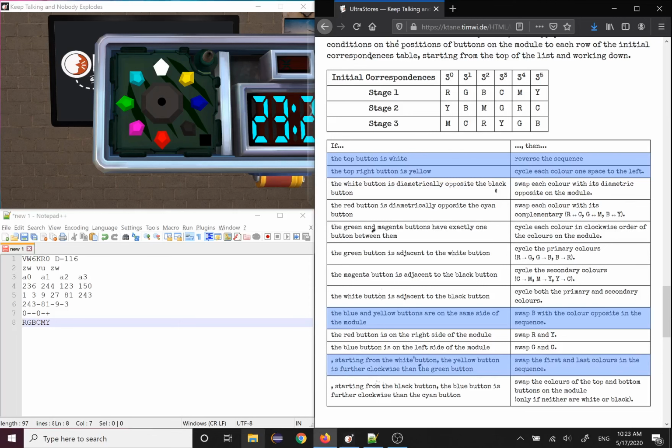And then we cycle each color one space to the left. This means that M is going to go where Y is, C is going to where M is, etc. So in fact, we can backspace Y from here and then put it over here. That shifts everything to the left once.